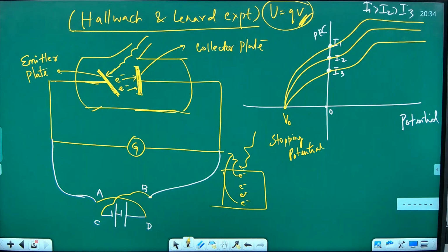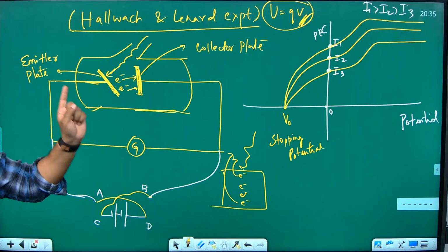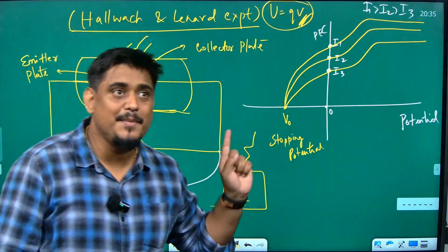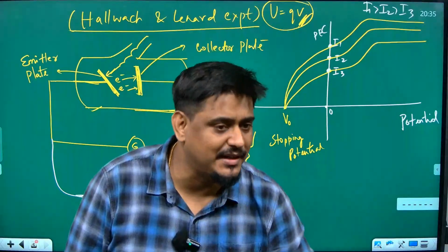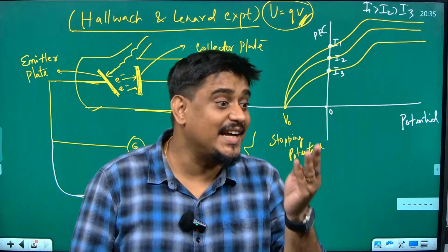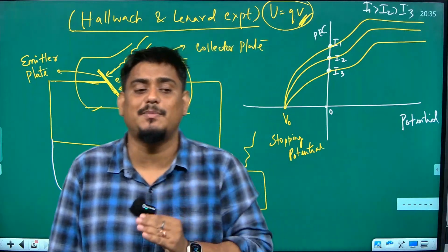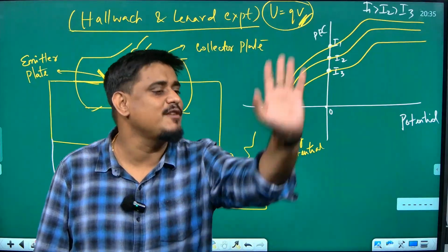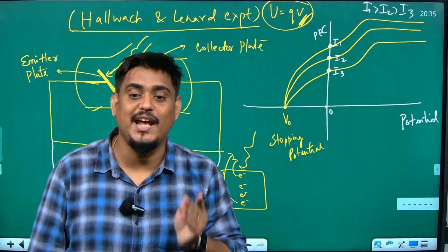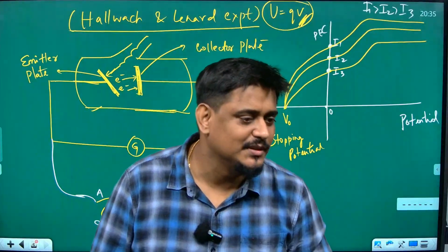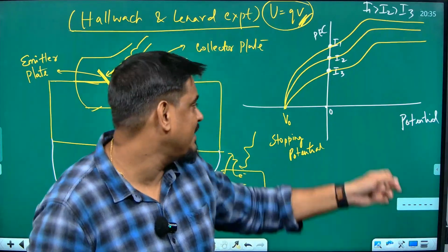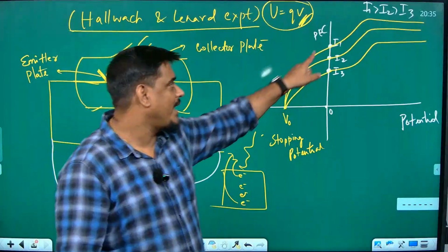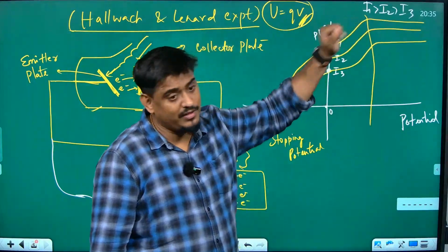The observation says that different intensities of incident radiation means different numbers of photoelectrons getting ejected. But the maximum kinetic energy possessed by the electrons remains the same for all the intensities. That's why the energy required to stop them is also the same for all three. Are you understanding why it became the same for all three? Now, why the saturation happened, that also we'll learn.